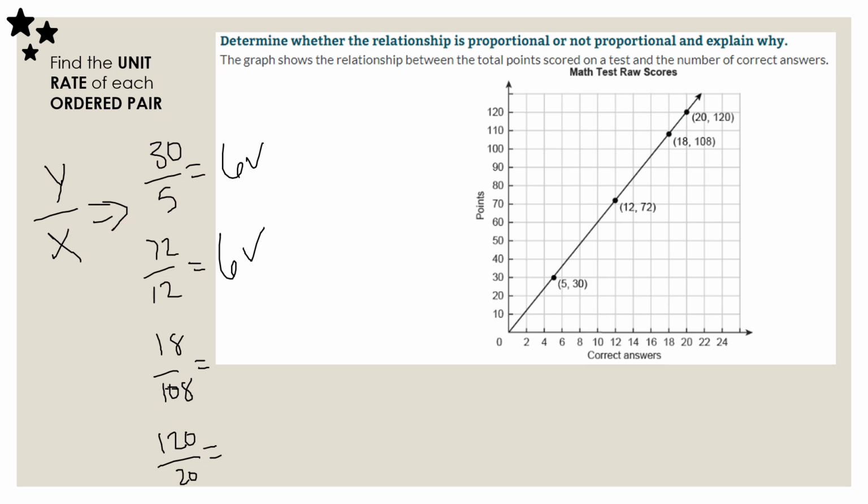108. Did I write that correctly? Is anybody yelling at me yet? 108 over 18, crazy lady. 108 divided by 18 equals, oh, guess what, though? It's 6. And then if we go 120 divided by 20, you might already know this one. 120 divided by 20 is also 6. So, because these all have the same unit rate, they are all proportional.